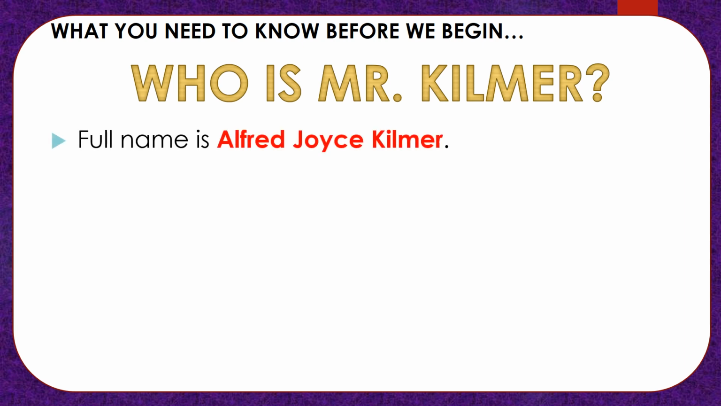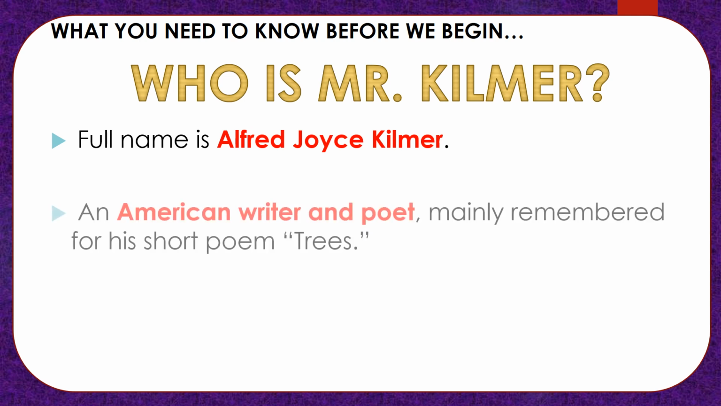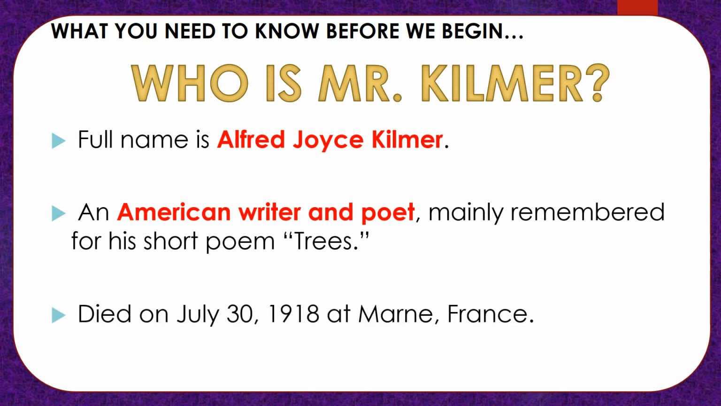He is a poet. His full name is Alfred Joyce Kilmer. And in this novel, we know that his name is Joyce Kilmer. He is an American writer and poet, and mainly remembered for his short poem Trees. Yes, the one we have read in the novel itself. And he died on July 30, 1918 at Marne, France. So the death of Mr. Kilmer in the novel is the real thing. That's basically how he died in real life.